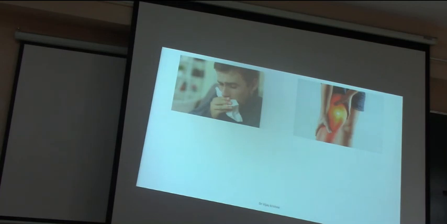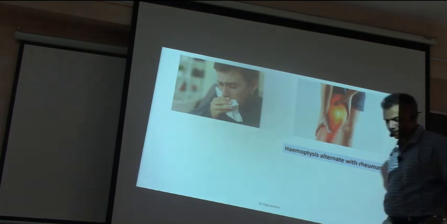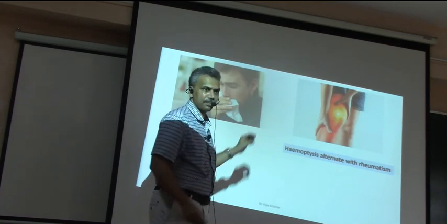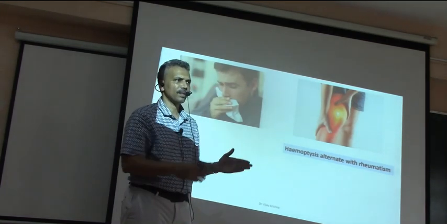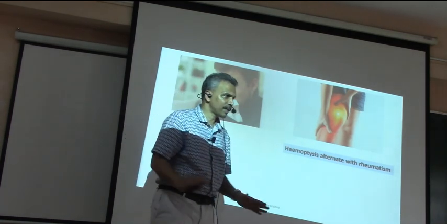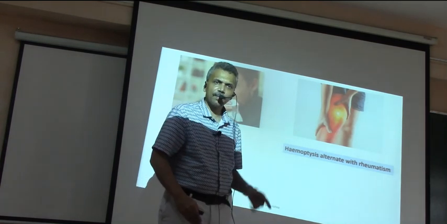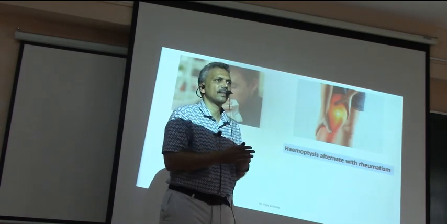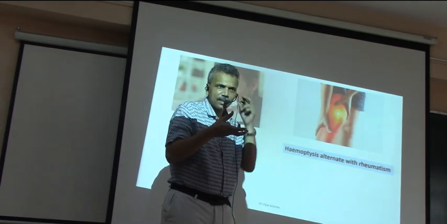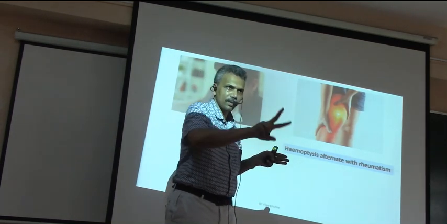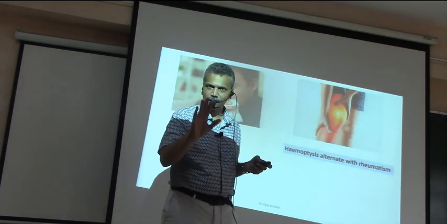This is what I was trying to tell you. Coughing blood, hemoptysis, alternating with rheumatism. What do you understand? Hemoptysis alternates with rheumatism. Alternate means that when the patient is having hemoptysis, he will not have rheumatism. When he is having rheumatism, he will not have hemoptysis. Meaning it is alternating. Right now I have hemoptysis, then hemoptysis will stop and the joint complaints will start. It alternates. Okay.